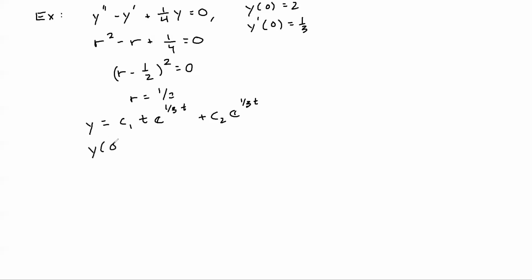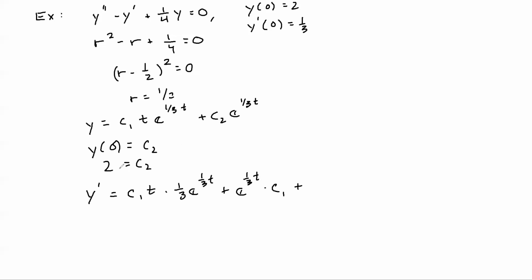We get y of 0. Y of 0 is going to kill this term because of the t, and so we're just going to get c2, so 2 equals c2. To solve for c1, we need to find y prime. You could use the product rule here. So c1 t times the derivative of the second, 1/3 e to the 1/3 t, plus the second, e to the 1/3 t, times the derivative of the first, which is just c1.